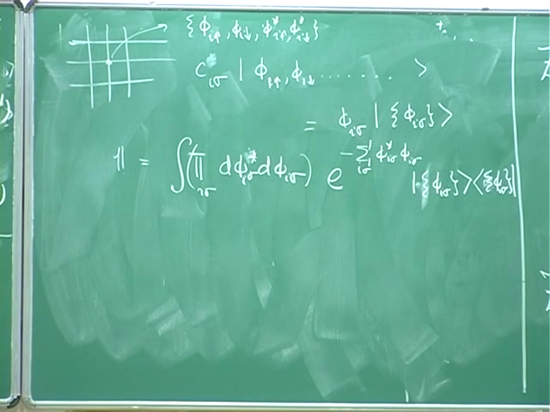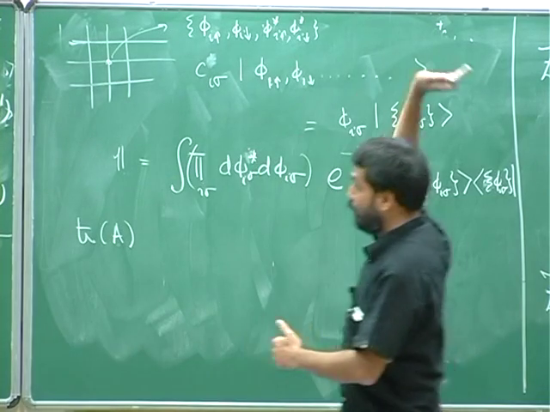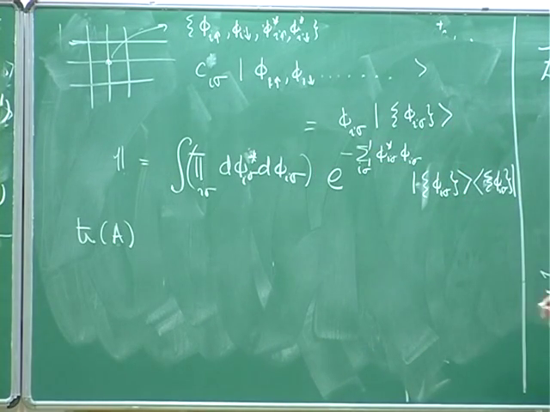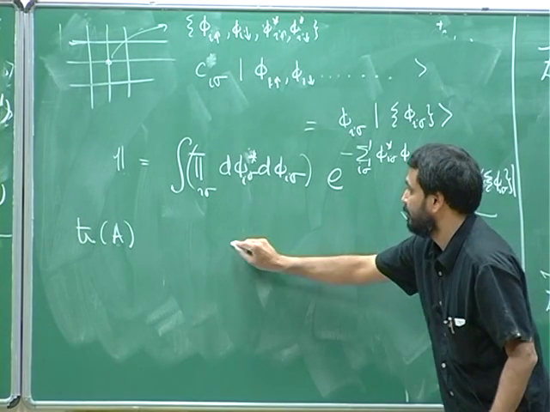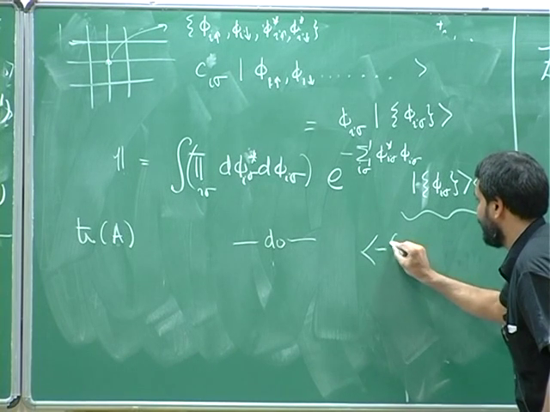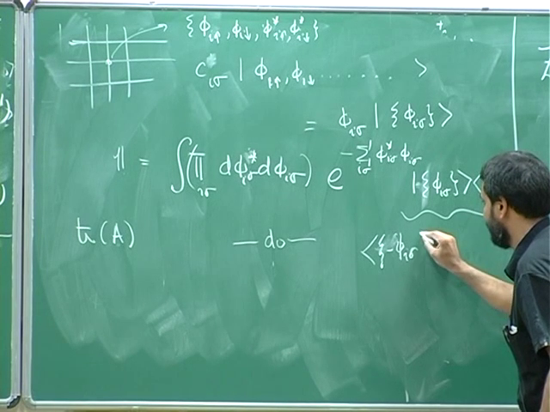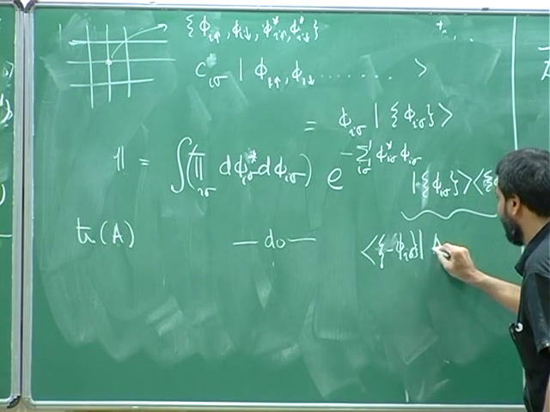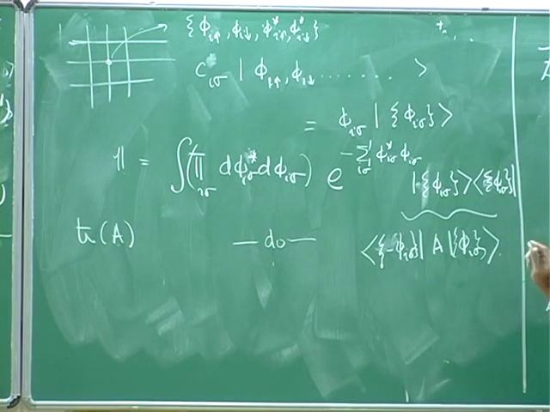Right? What will be the trace of an operator? Trace of a many body operator. It can be anything now. Right? This quantity will be everything same until here. This is all same. And this fellow will become minus phi I sigma A phi I sigma. That's what I'll get. Okay?